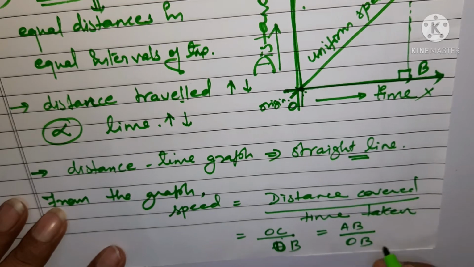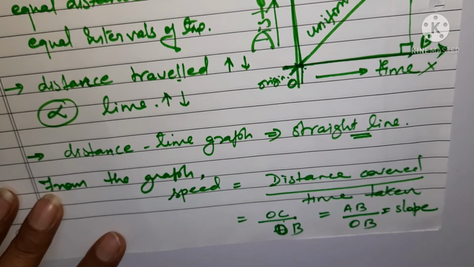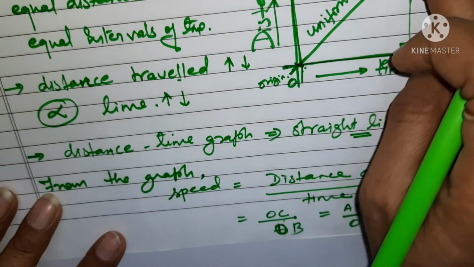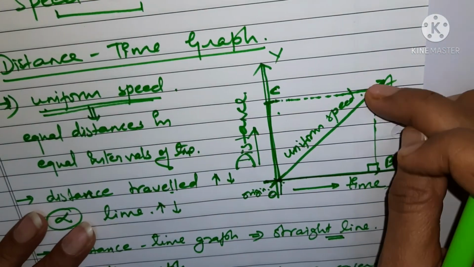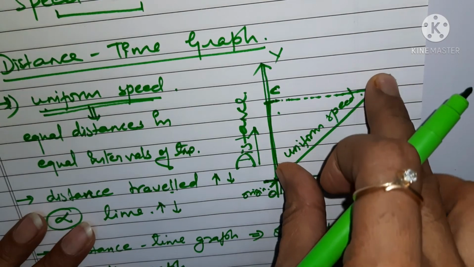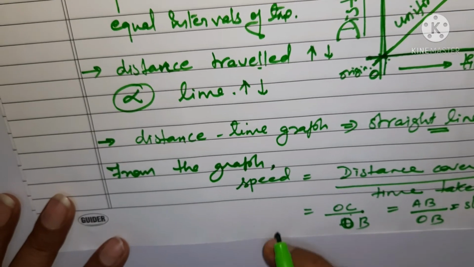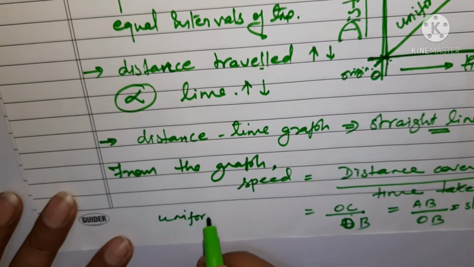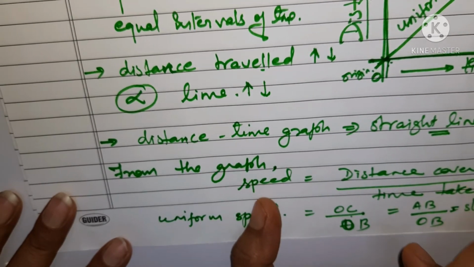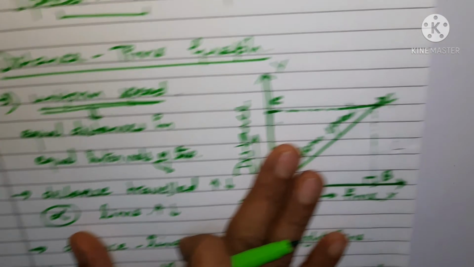This AB upon OB, what does it actually give you? In maths, we know that this gives you the slope. This upon this gives you the slope. And the slope of the distance time graph actually gives you the uniform speed of the body. This slope gives you the uniform speed of the body. Understood?